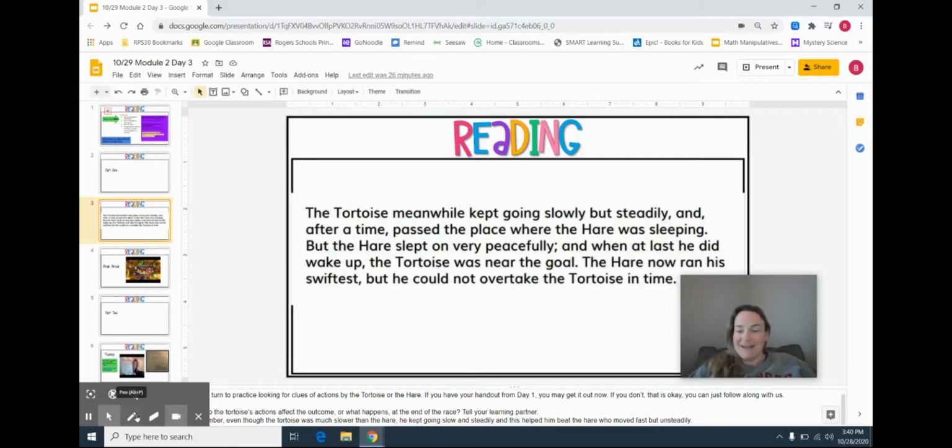Let me get my handy dandy writing tool here. We're going to do red. All right, so we are going to be looking for actions by the tortoise or the hare.